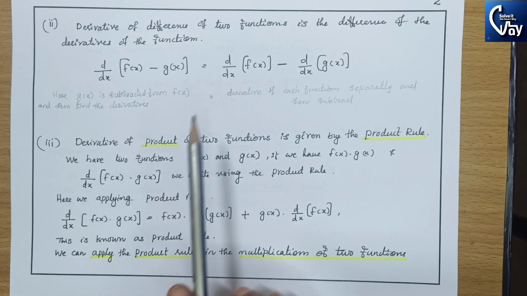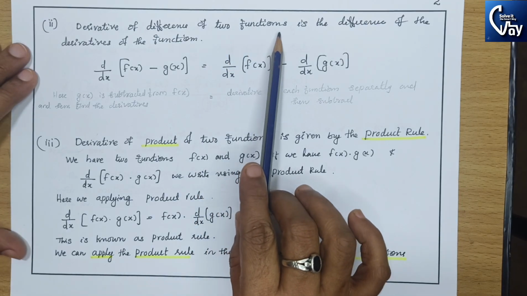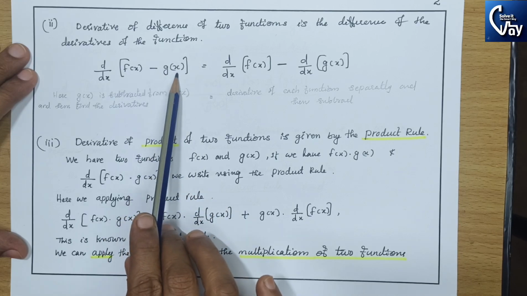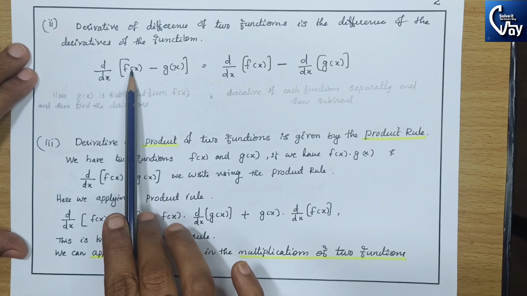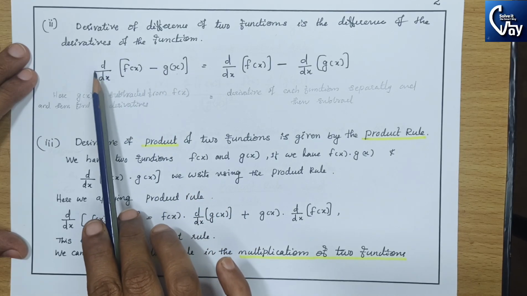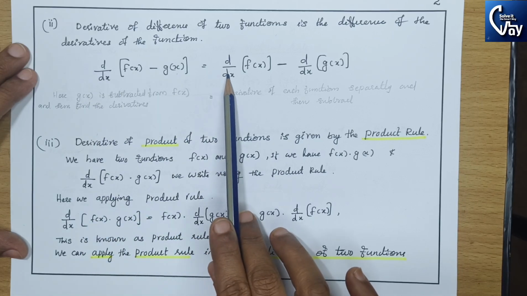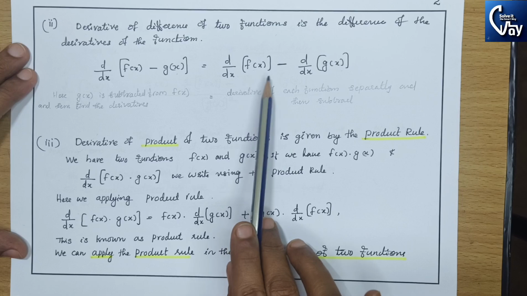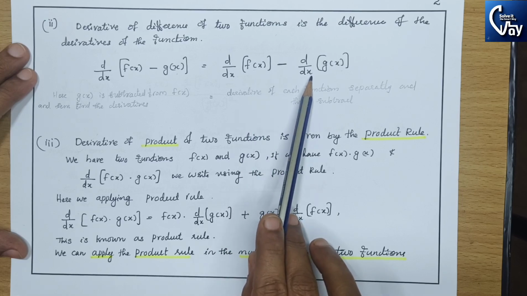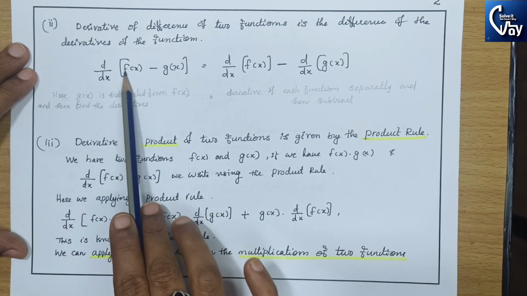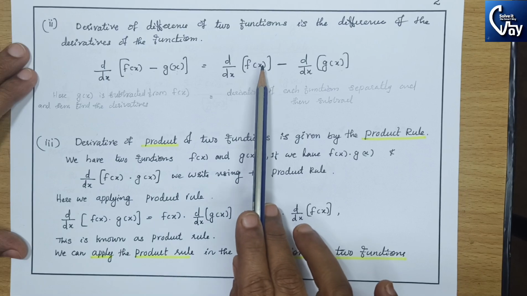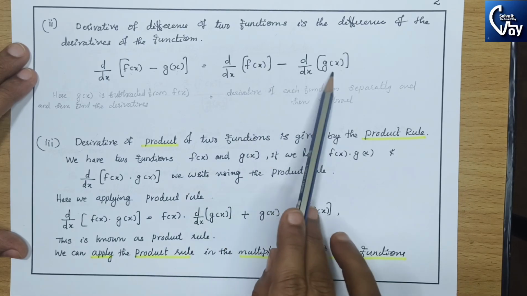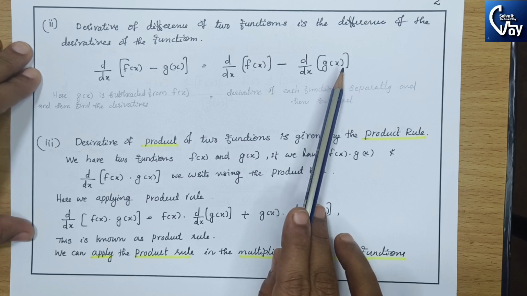Second one, the derivative of the difference of two functions is the difference of the derivatives of the functions. Here g of x is subtracted from f of x and then we find the derivative. That is the same as the derivative of each of the functions separately and then subtracting. Both of them are equal. The derivative of the difference of two functions is equal to the difference of the derivatives of the functions.